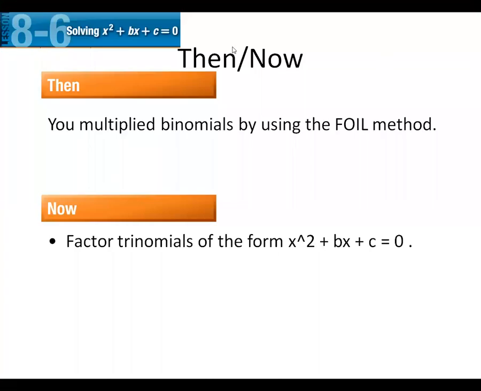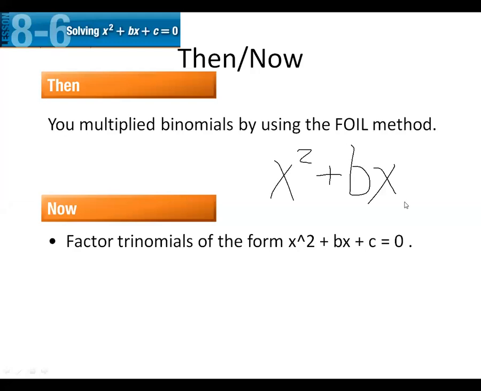Alrighty, guys, section 6. We're going to solve equations of the form x squared plus bx plus c equals 0. So previously, we multiplied binomials using what's called the FOIL method. Today, we're going to talk about how to factor trinomials of the form x squared plus bx plus c. In the last lesson, we did binomials of x squared plus bx.